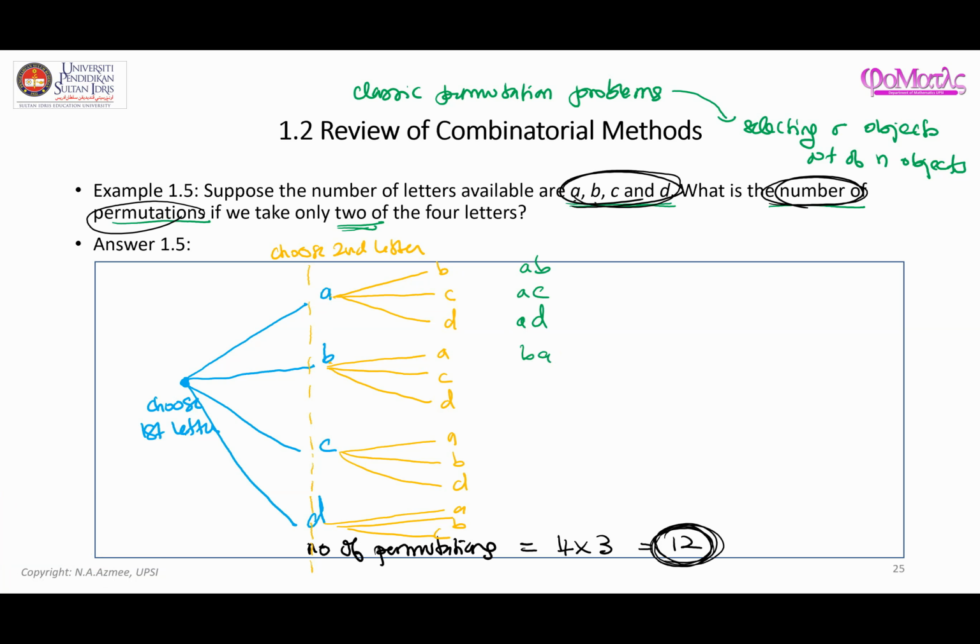Next we have B and A, B and C, B and D. This one we have C and A, C and B, C and D, and the last leg that we have here is D and A, D and B, and D and C. So altogether is 12 different ways.